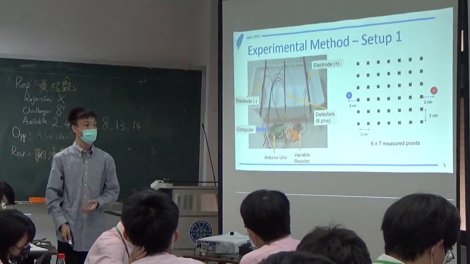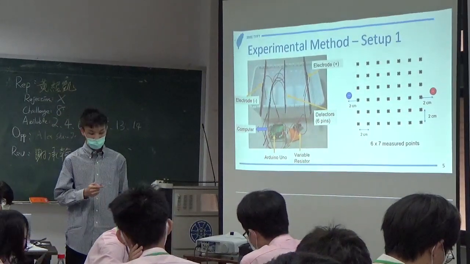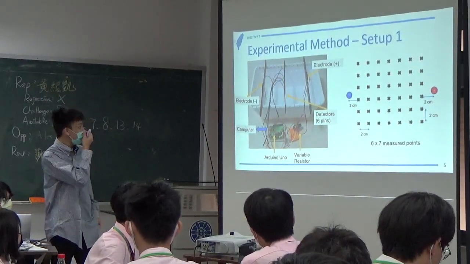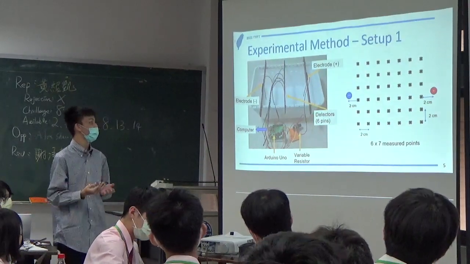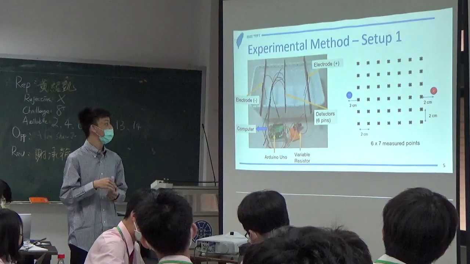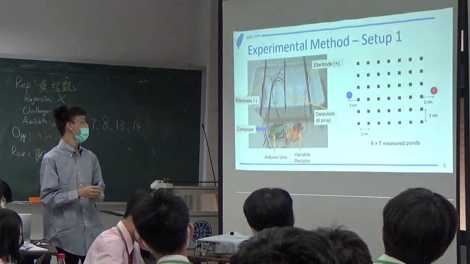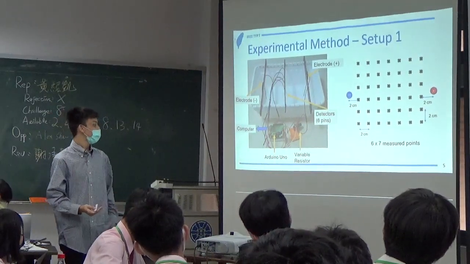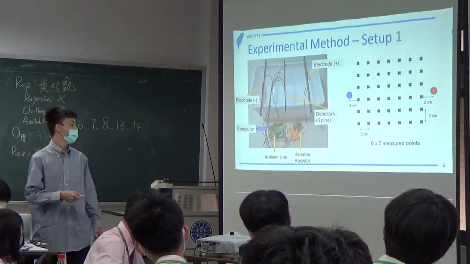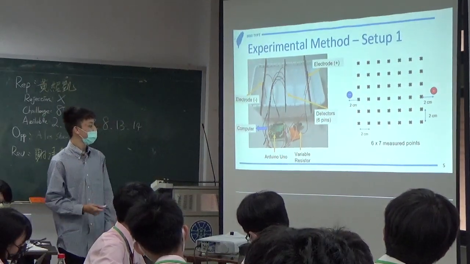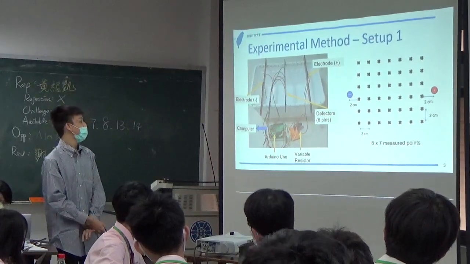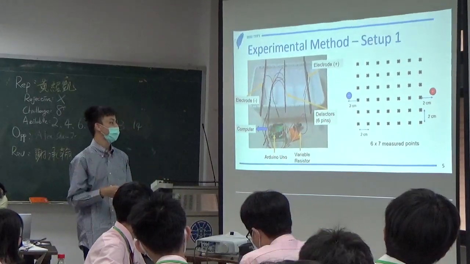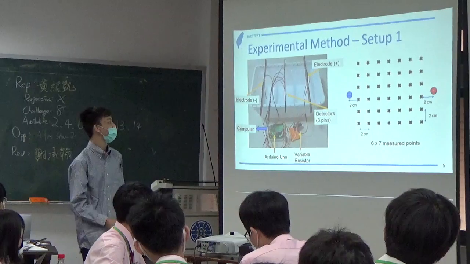For our experiment, we have three types of setups to measure different parameters, and this is our first experimental setup. Here we have two electrodes positioned at two ends of the tank, and we also have 6 detecting electrodes lined up in a line at the center of the tank. The device we use to measure the voltage is an Arduino Uno board and also a variable resistor. There are 7 notches positioned along the tank, and we can use these notches to collect a total of 42 data points for our measurements.